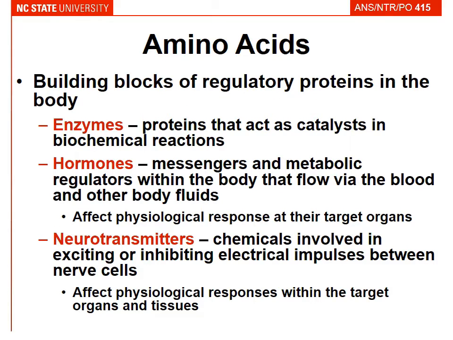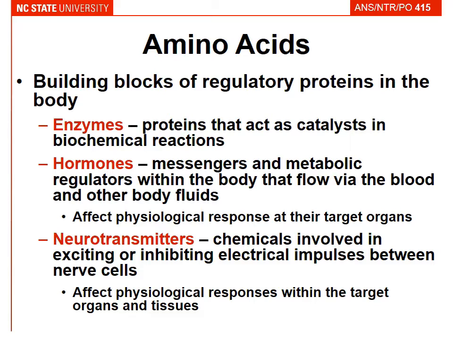In addition to amino acids being important for protein structure, they also are very critical for making up regulatory proteins. So many of these regulatory proteins include enzymes. Our enzymes are proteins that act as catalysts for biochemical reactions. So these are reactions that would happen naturally, but we need to encourage those two molecules to come together to have that reaction. So that's what we use enzymes for.